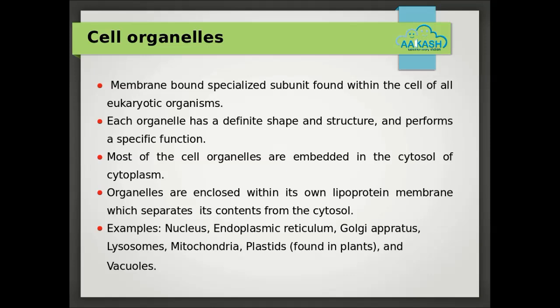Cell organelles. Cell organelles are each and every part within the cell of eukaryotic organisms which are embedded in the cytoplasm and are enclosed with their own membranes for separating their contents from cytosol. Nucleus, mitochondria, lysosomes, vacuoles, Golgi apparatus and the chloroplast all are cell organelles. Let us learn each and every one of these cell organelles of eukaryotic organisms.